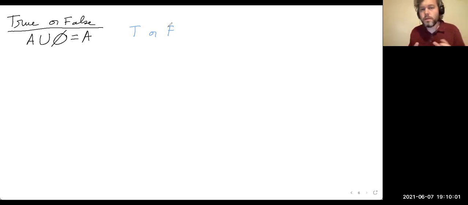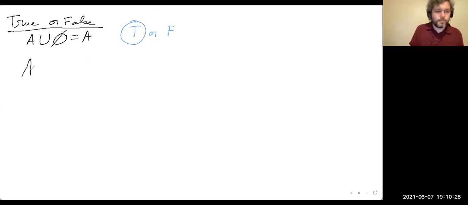So union is we're adding them together. All of the elements in A and all of the elements in the empty set are being added together. Well, there's no elements in the empty set. So when we put these together, we just get the original set. So exactly as Nick said, that is true. Okay, very good.